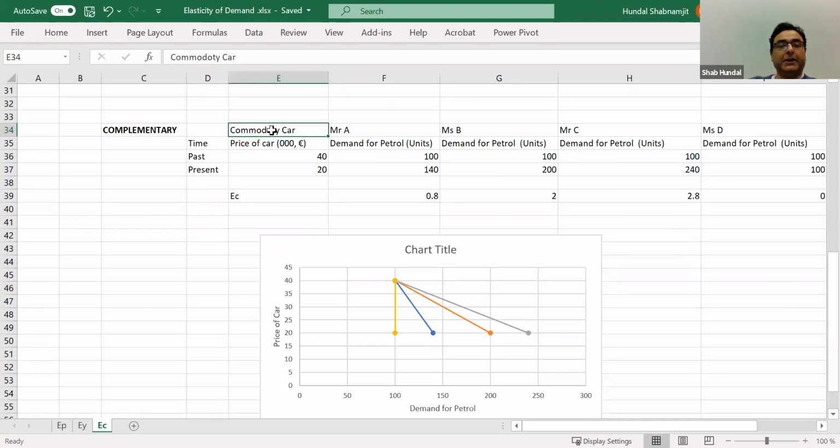so here the commodity is car, and the price of car, because I didn't want to write 40 and 20 euros for, so to be realistic, I put here 1,000. So it's a 40,000. Let's say that in the past, the car price was 40,000. And now the price of, so the price is now half.